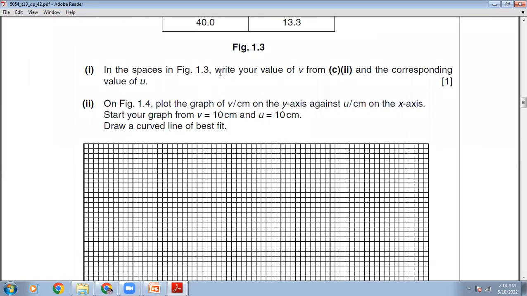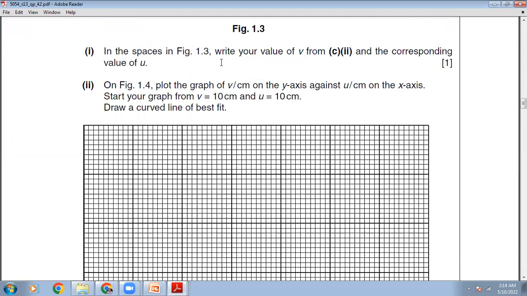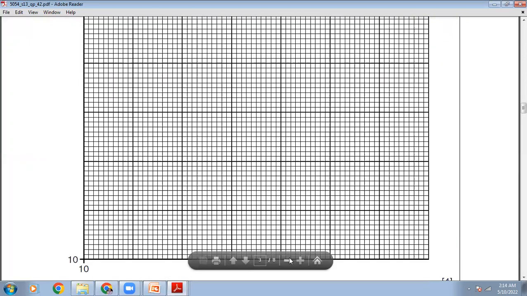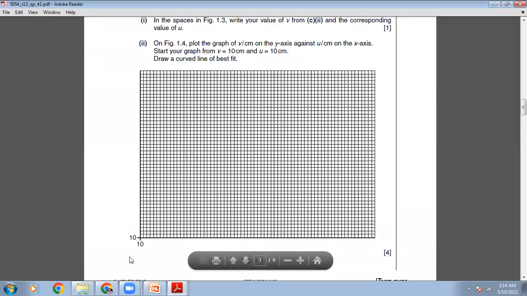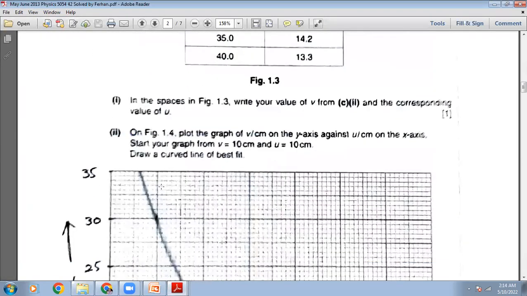In the space in figure 1.3, write your values of v for the corresponding values of u. On figure 1.4, plot the graph of v in centimeters on the y-axis against u in centimeters on the x-axis. Start your graph from v equals 10 centimeter and u equals 10 centimeter. Let me reduce the size. You see both these axes are starting from 10. Let me show you my answer.